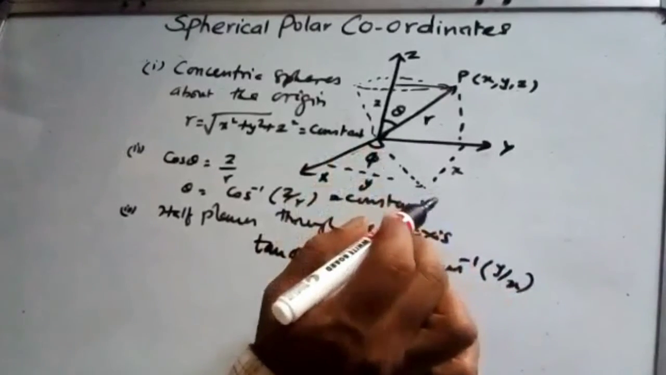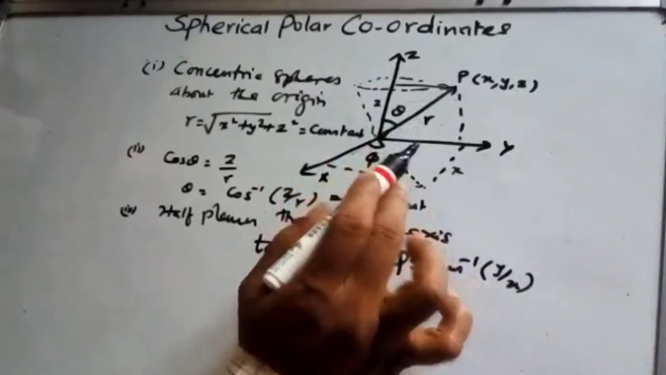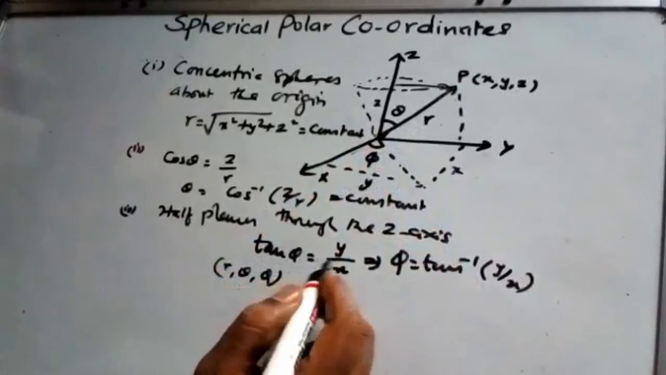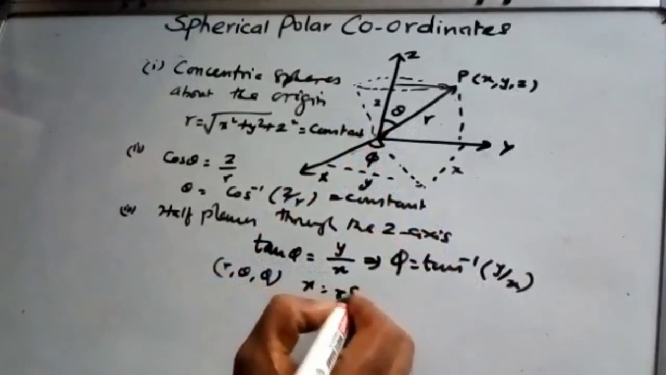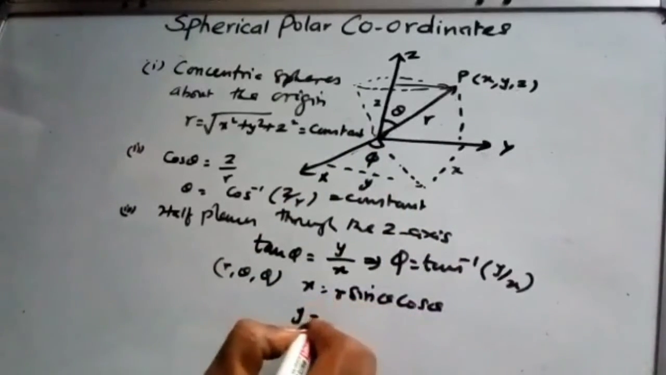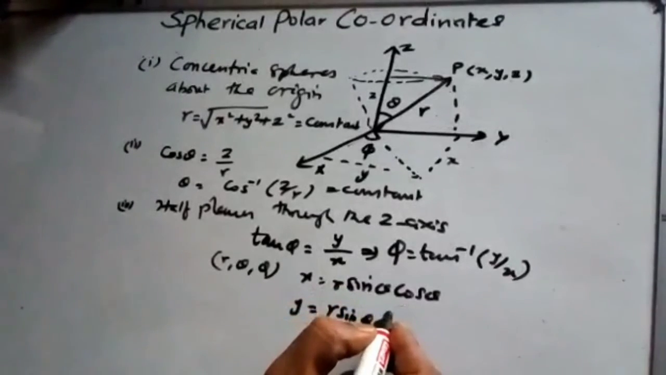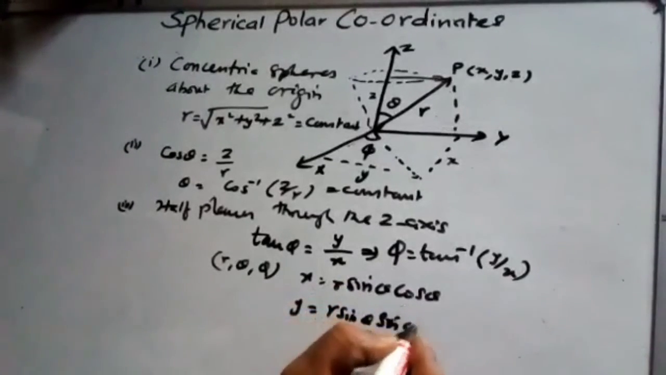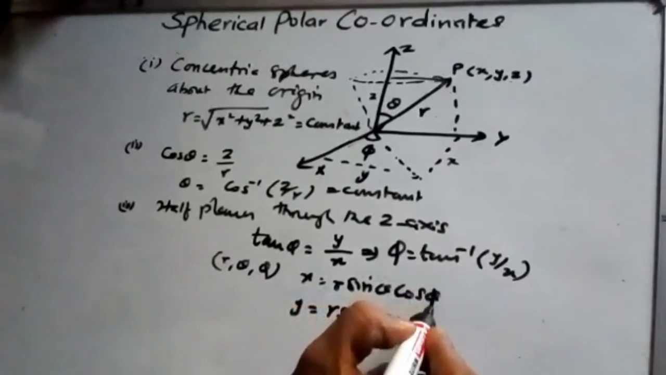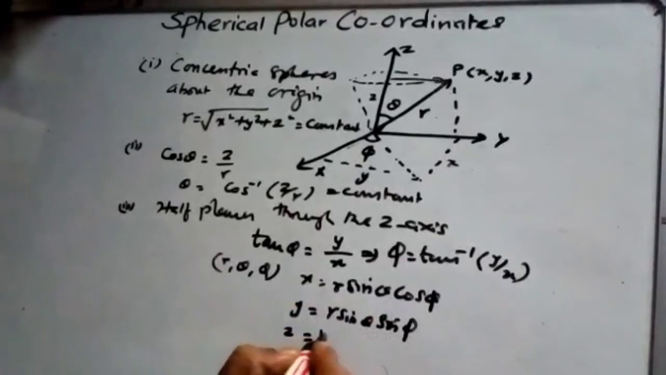From the figure, the transformation between rectangular coordinates x, y, z and spherical coordinates r, theta and phi is: x equal to r sin theta cos phi, y equal to r sin theta sin phi, and z equal to r cos theta.